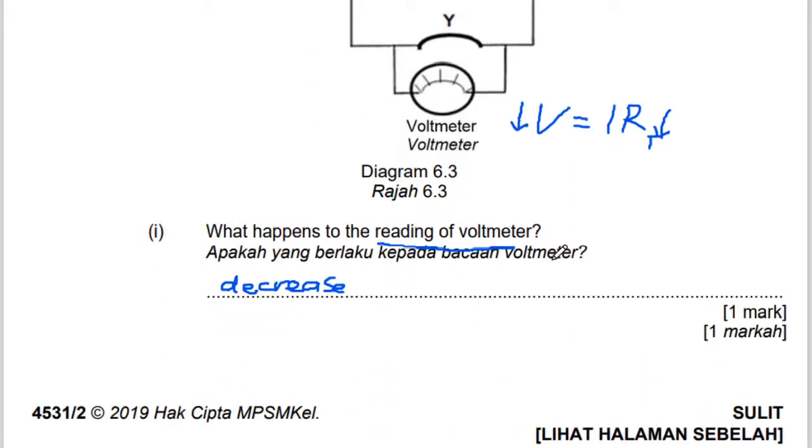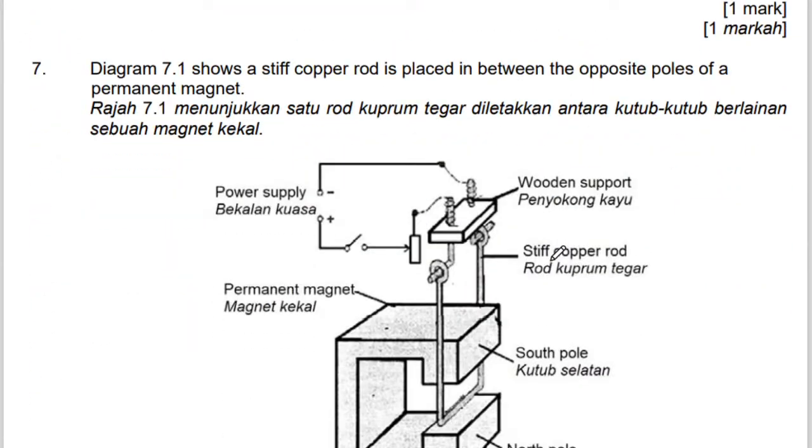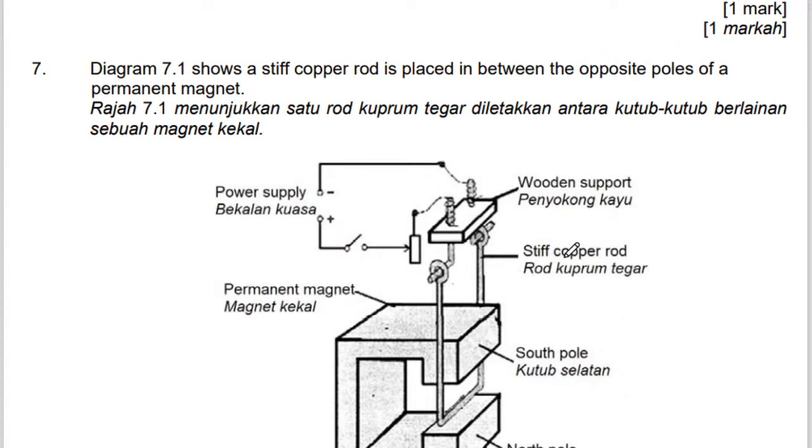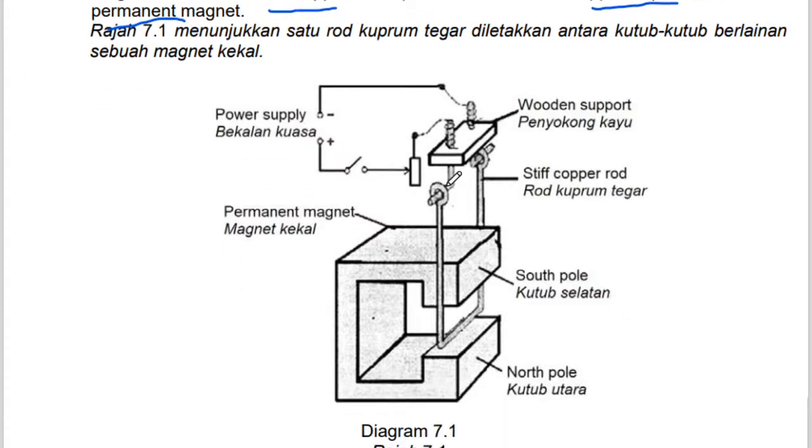Okay, we continue. Question number 7. A stiff copper rod is placed in between opposite poles of a permanent magnet. Okay, permanent magnet. So we have south pole and north pole. So this is the stiff copper rod.